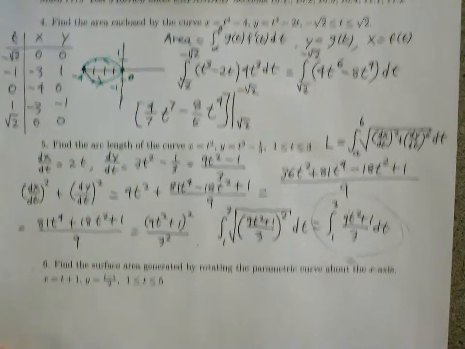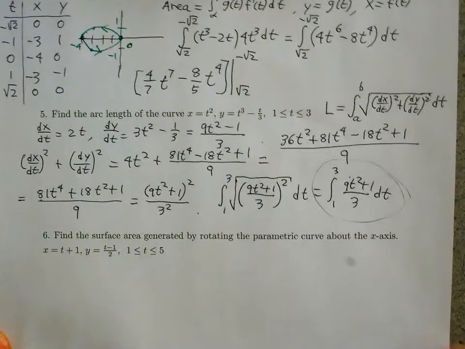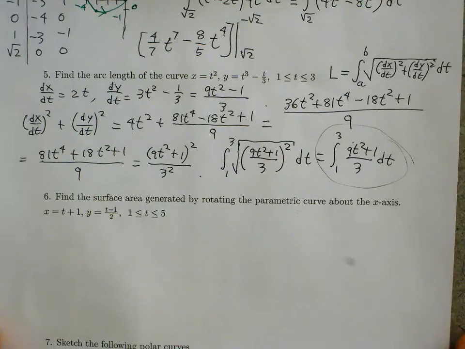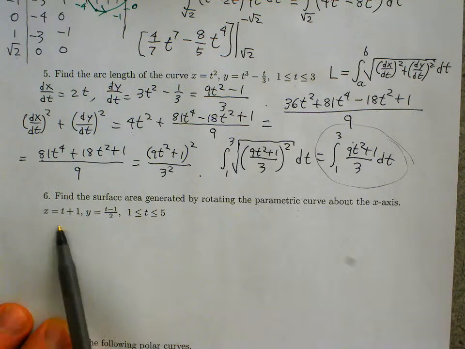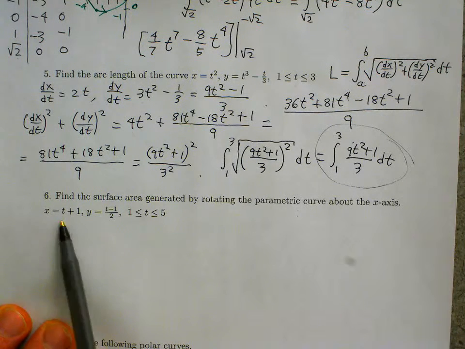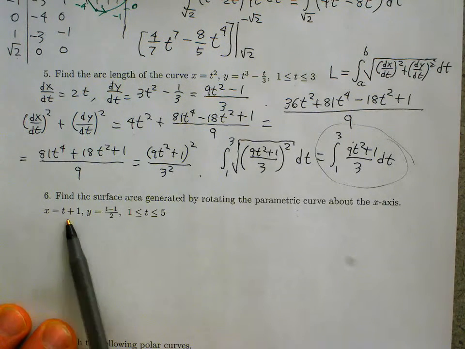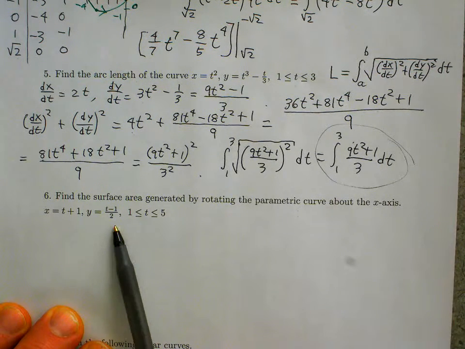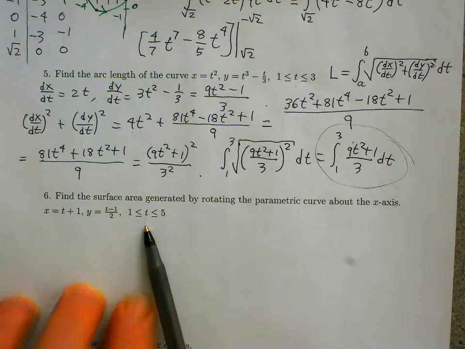Okay, and the next one, find the surface area generated by rotating the parametric curve about the x-axis. Okay, so x is t plus 1, y is equal to t minus 1 over 2. T ranges from 1 to 5.